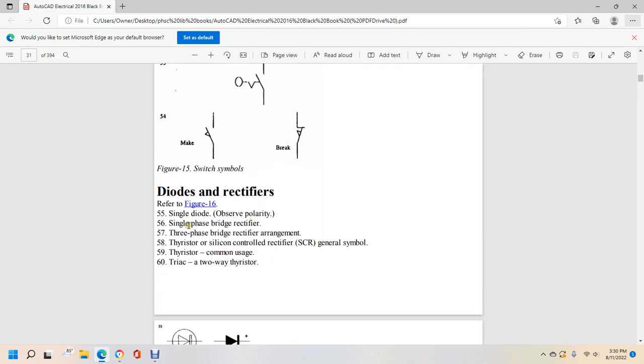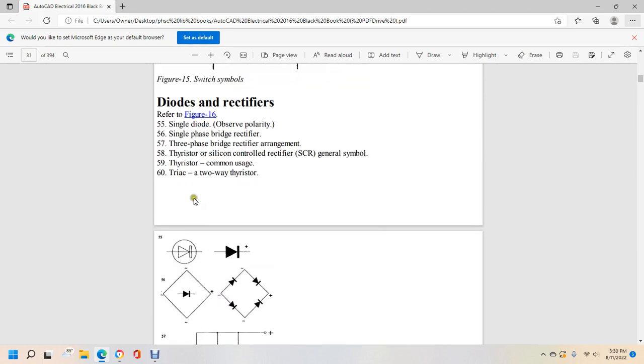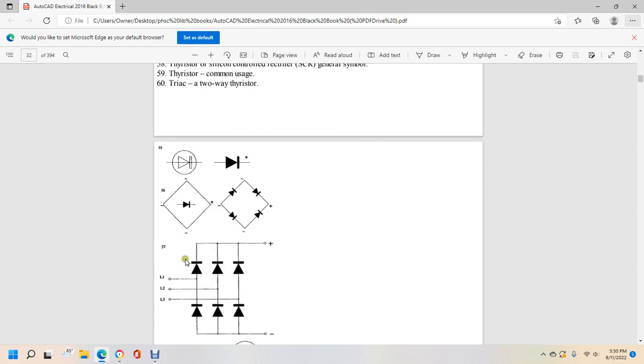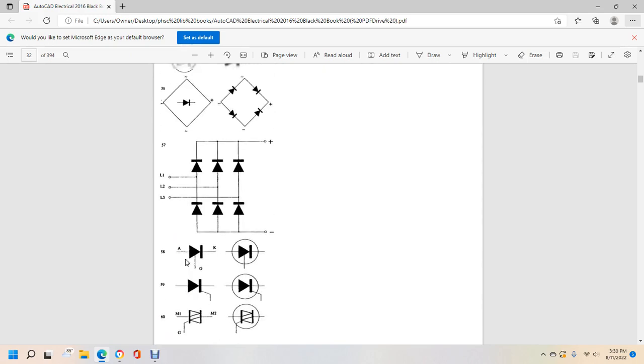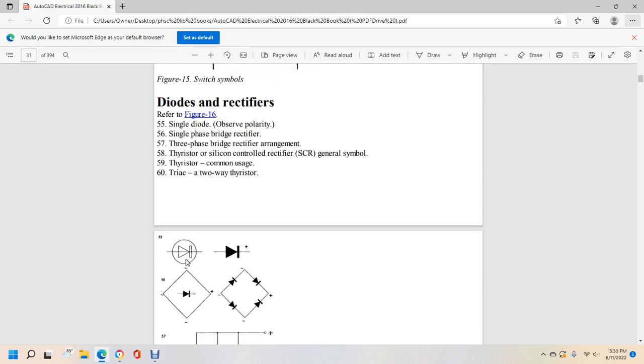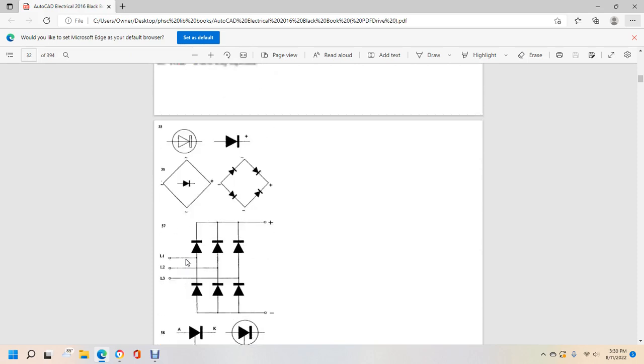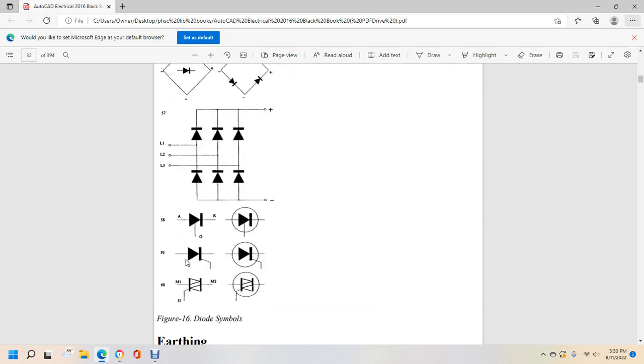Diodes: rectifier, single diode, single phase bridge rectifier, 3 phase bridge rectifier arrangement, transistor, silicon controlled rectifier, SCR, general symbol, and so number 55, single diode. 56, a single phase bridge rectifier. 57, three phase bridge rectifier arrangement, and 58, silicon controlled rectifier. 59, transistor common usage, and 60, triac two-way transistor.